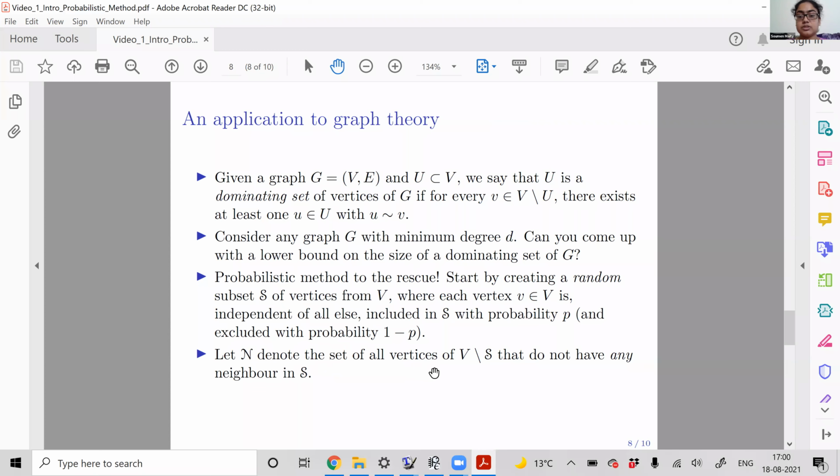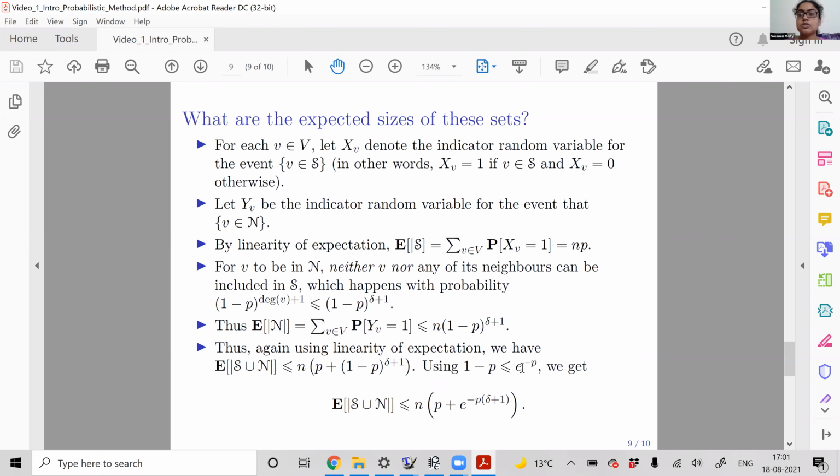So script N denotes all vertices that are not in script S, and they have no neighbor in script S either. So for a vertex V to be in script N, what do you need? First of all, V cannot be in script S, so V was not chosen in script S. And secondly, none of its neighbors was chosen in script S either.